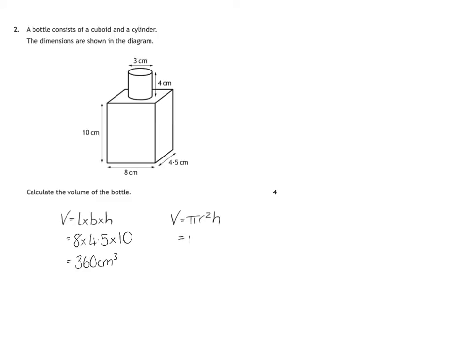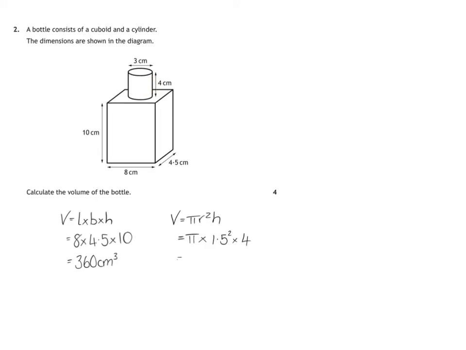For our cylinder, we have pi times r squared times h. So we need to look here. This is telling us the whole distance across our cylinder is 3. The radius is just from the middle to the edge in any direction. So if the whole way across is 3, our radius is going to be 1.5, which we need to square. And the height of our cylinder is 4, as we can see here.